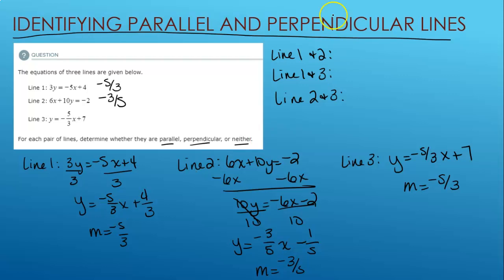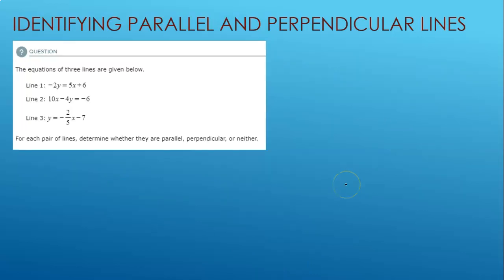So for line 1 and line 2, you should have said neither. They are reciprocals, but they are not opposites. Both are negative. If they were perpendicular, one of these would have to be positive, and they are not. For line 1 and 3, you should have said parallel because they are exactly the same. And for line 2 and 3, you should have said neither. Again, they are reciprocals, but they are not opposite signs.